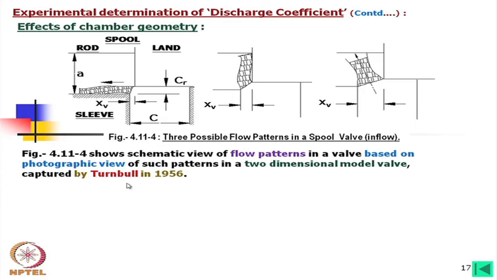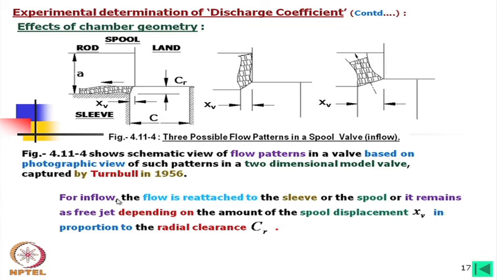This was conducted by Turnbull in 1956, about 55 years back, and he took some photographs. From there it was found that for inflow, that is, from outside going inside the spool chamber, the flow is reattached to the sleeve or spool, or it remains as a free jet, depending on the amount of spool displacement in proportion to the radial clearance CR. That means if we compare CR by XB with that ratio, for a certain pressure of course, it will depend on whether it will be attached to this, or attached to this, or remain as a free jet.